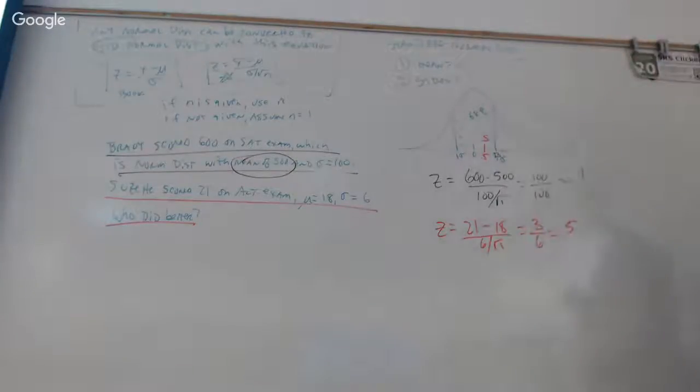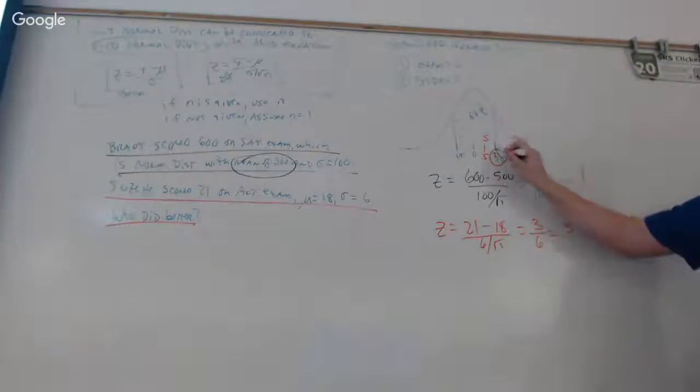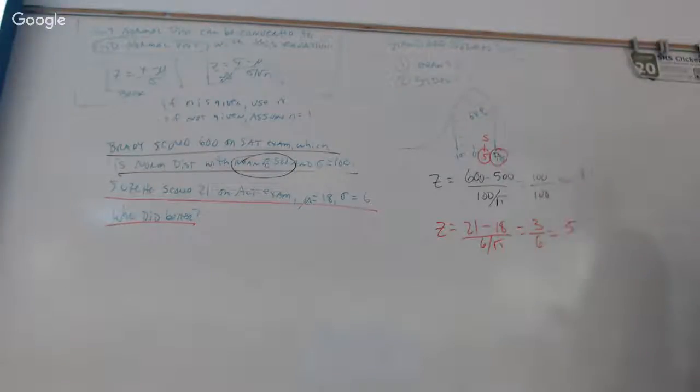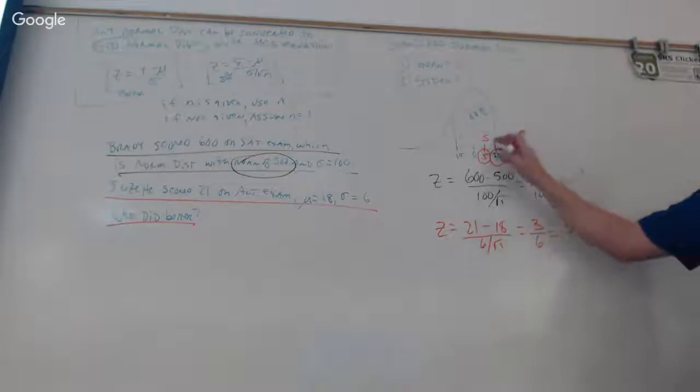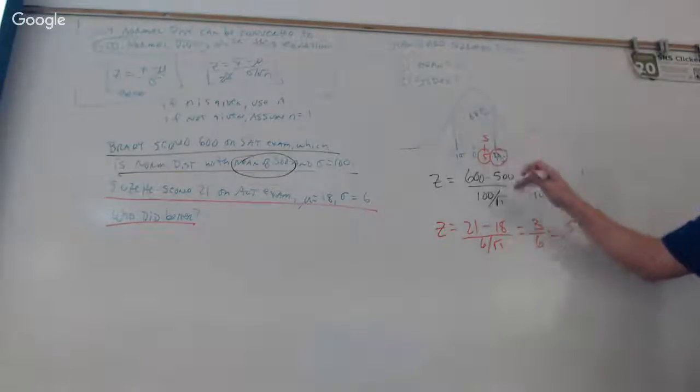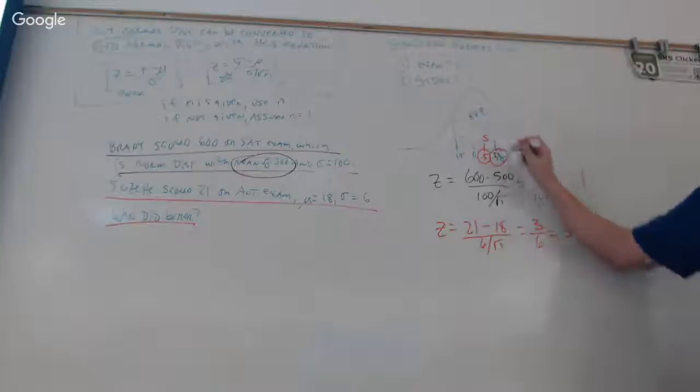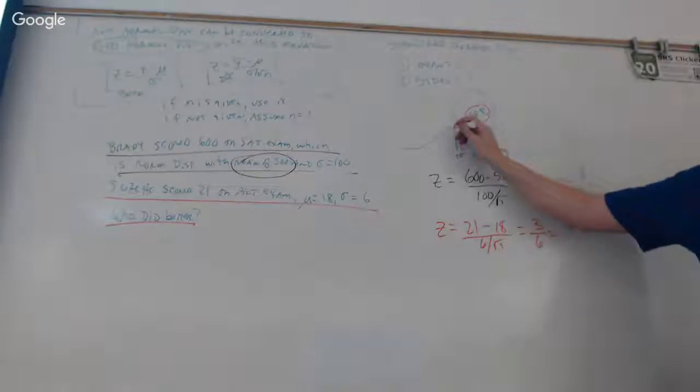Who did better? Brady did better. Brady's got the better score relative to Suzette. Now, the first question he asked was, is that a good score? Now, the one thing about this, if the whole area under this curve is, we know that 68% is less than Brady, but how much is over here?